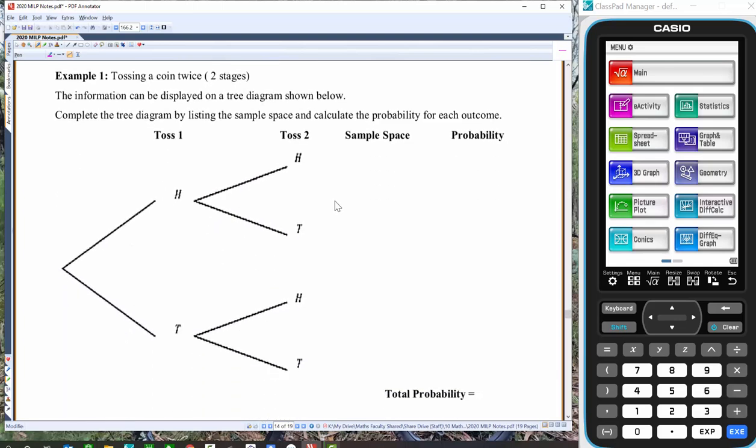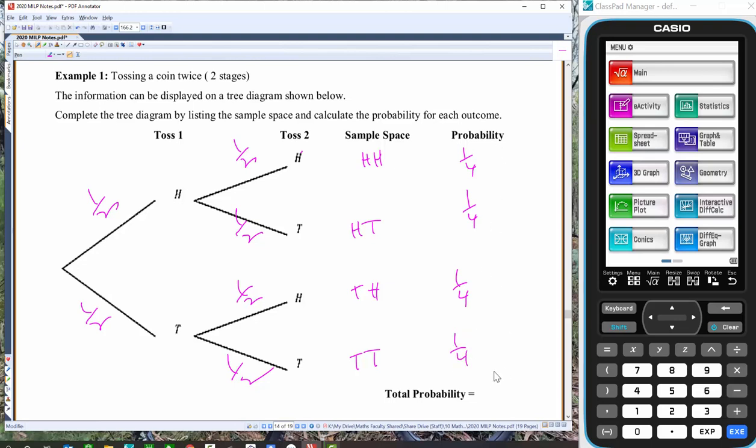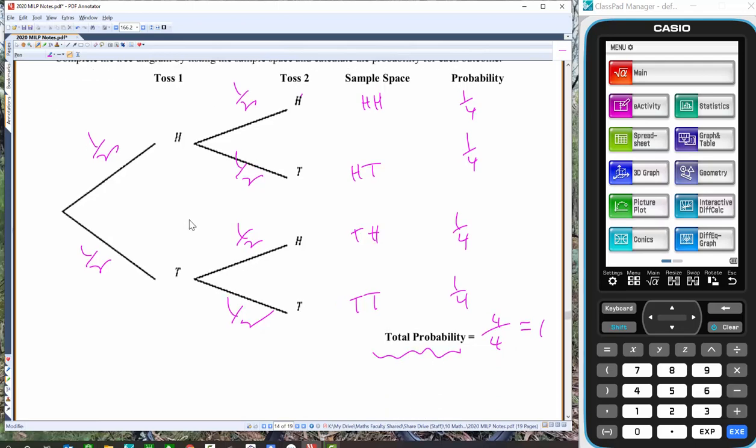So tossing a coin twice, we've got a 2-stage experiment. First of all, we can get a head or a tail, so it's a half, a half, and a half, a half, a half, a half. The sample space can be found by combining these together: head followed by a head, head followed by a tail, tail followed by a head, tail followed by a tail. So what's the probability there? A half times a half is a quarter, a quarter, a quarter, a quarter. Notice here we've got 4 quarters equals 1, and it's really important that our probability ends up at 1.